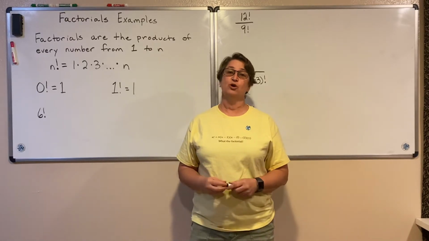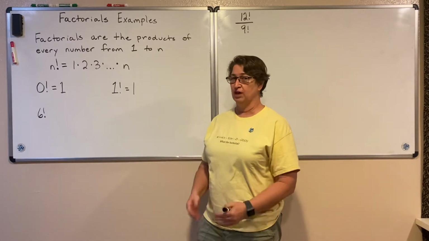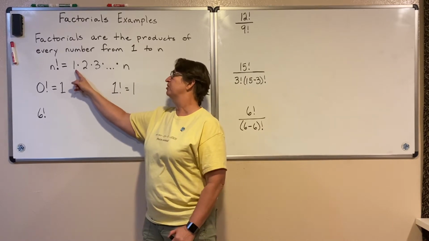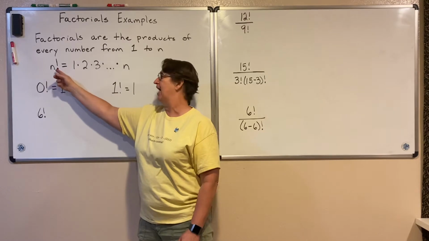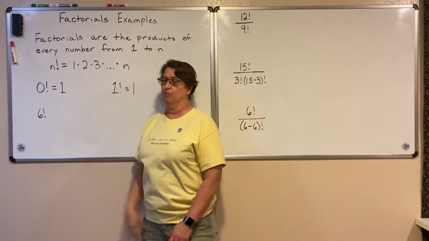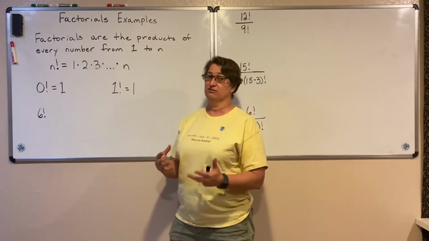Let's look at a few more examples of factorials. So a factorial is just an operation that tells us to multiply all the numbers from 1 up to the number in front of that exclamation point. This means factorial. Now there are a few things that we need to know that we've just defined.